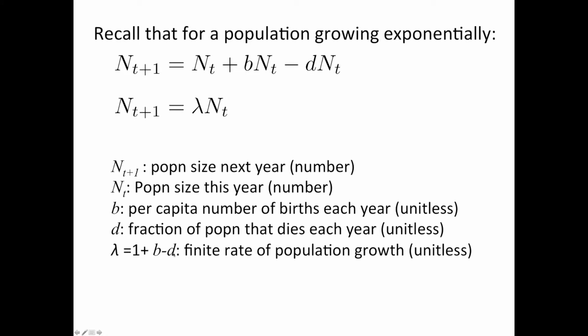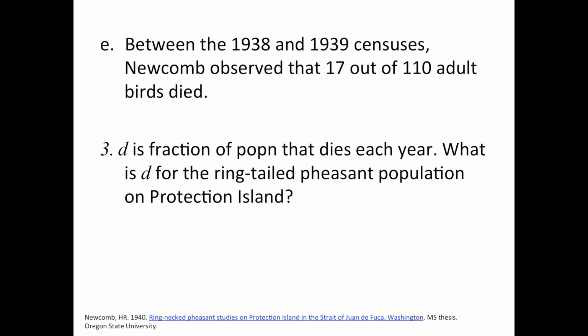So in this equation we have d, which is the fraction of the population that dies each year, and this is what we want to estimate now. From the thesis, it's reported that between 1938 and 1939, between the censuses, the researcher Ross Newcomb observed that 17 out of 110 adult birds died.